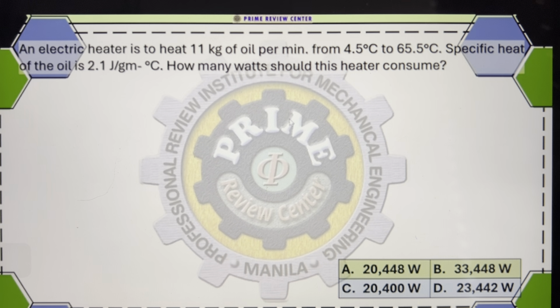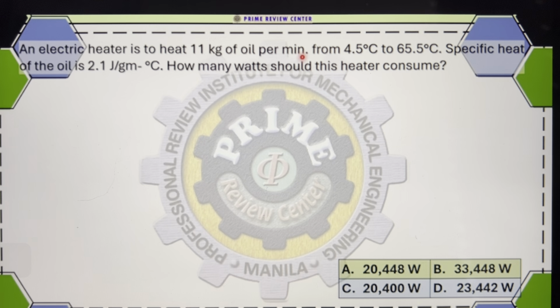And so, another problem, basahin ko lang. An electric heater is to heat 11 kg of oil per minute from 4.5 degrees Celsius to 65.5 degrees Celsius. So, specific heat of oil is 2.1 joule per gram degree Celsius. How many watts should this heater be?